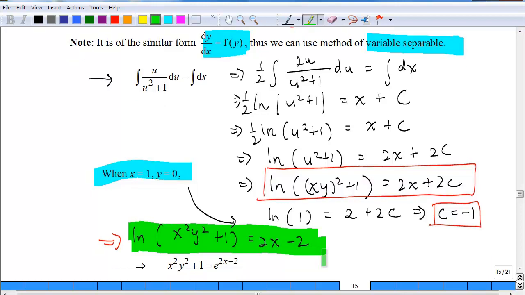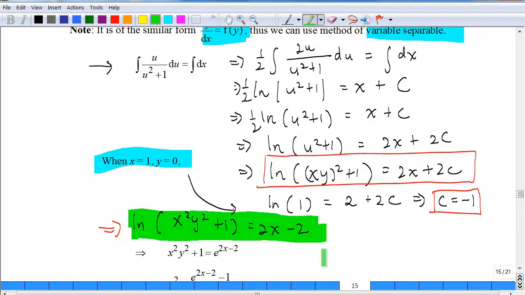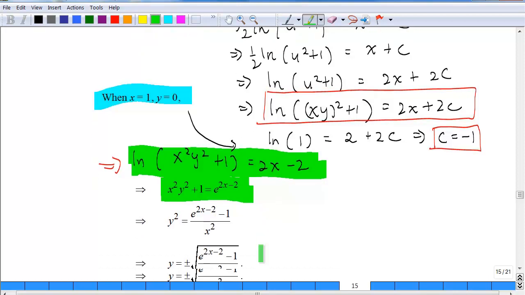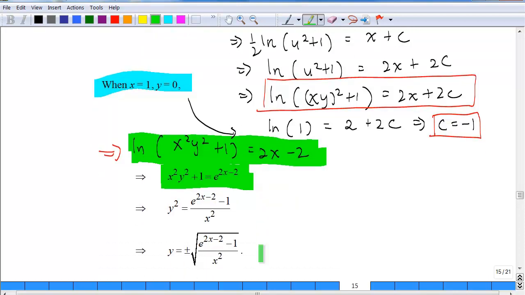Alright, so simplify this further. You should arrive at this equation because we are removing the ln, right? And then we can actually make it a little bit more elegant, by making y squared the subject, and of course make y the subject in this case. So this is the final answer for the particular solution, for the x equals 1, y equals 0 condition.